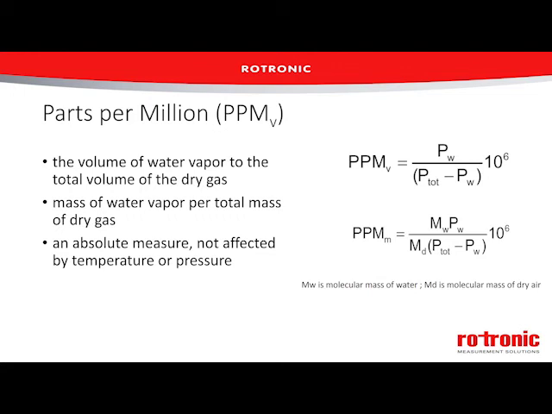Parts per million is good for dry gases or trace moisture. For example, at a -40° dew point, your parts per million by volume will be about, I think, about 25 ppm. So it's pretty low. As an absolute measure, it's not affected by temperature variations. It's not affected by pressure variations.